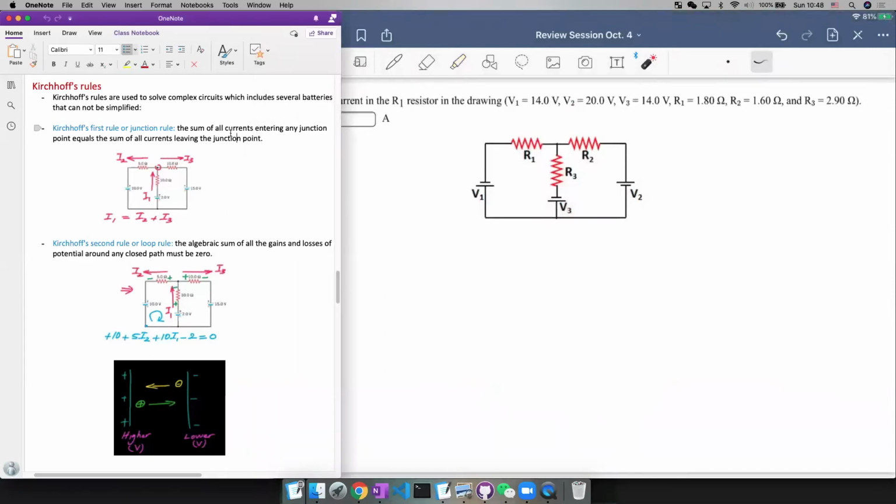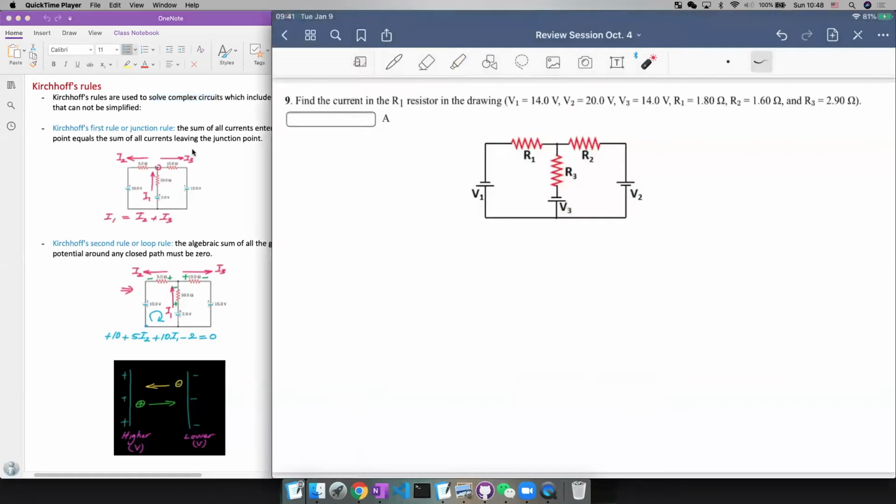First, for this rule, this is just a method that I use to solve complex circuits, which include several batteries that cannot be simplified. Usually in an exam or homework, we have a question like this. It has a figure, so the main part of this kind of question must be to analyze the figure, right? If the figure only has one power, it must be simplified. But if it has several powers, it must use these rules.